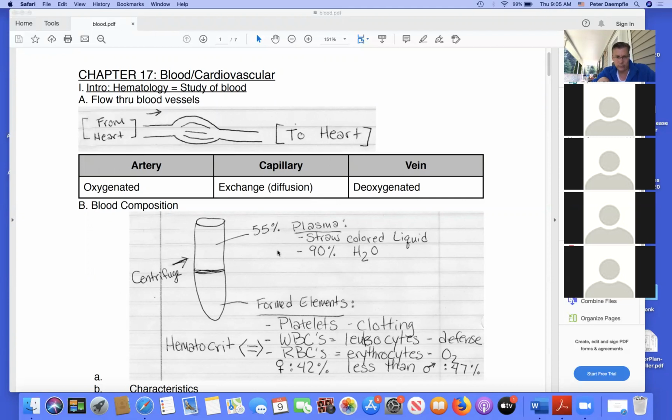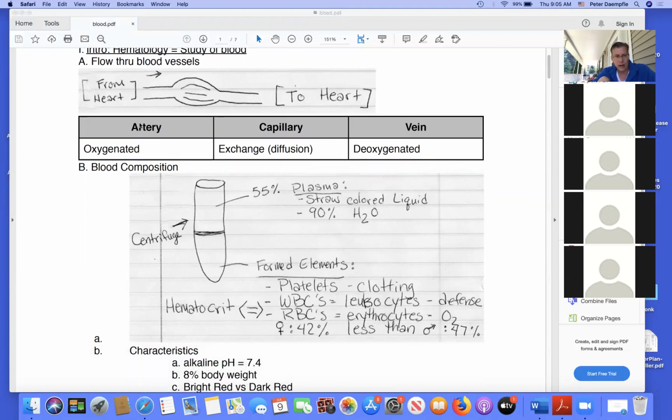Let's first kind of take a look at the three general types of blood vessels. They're arteries, which bring blood away from the heart. That would be over here. They carry what we call oxygenated blood. Oxygenated means has more oxygen than not, okay?